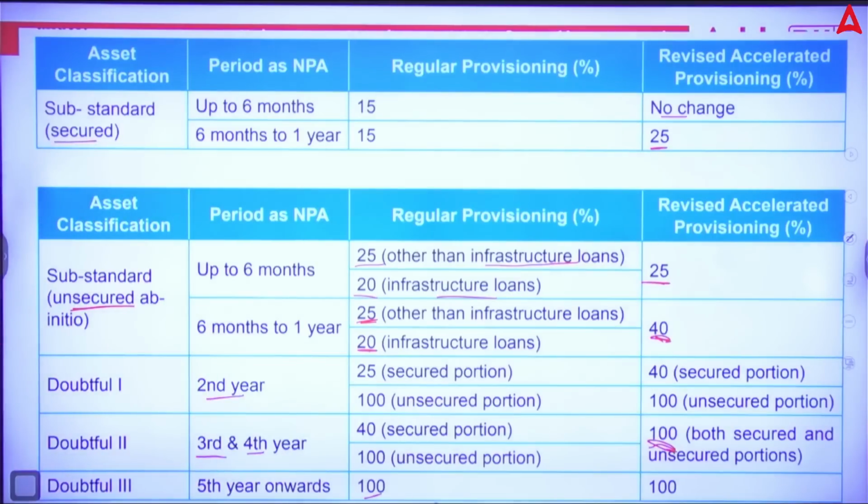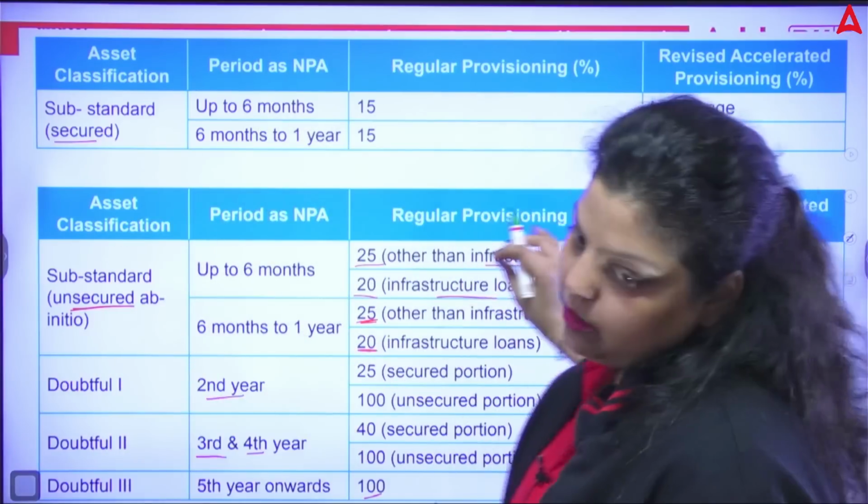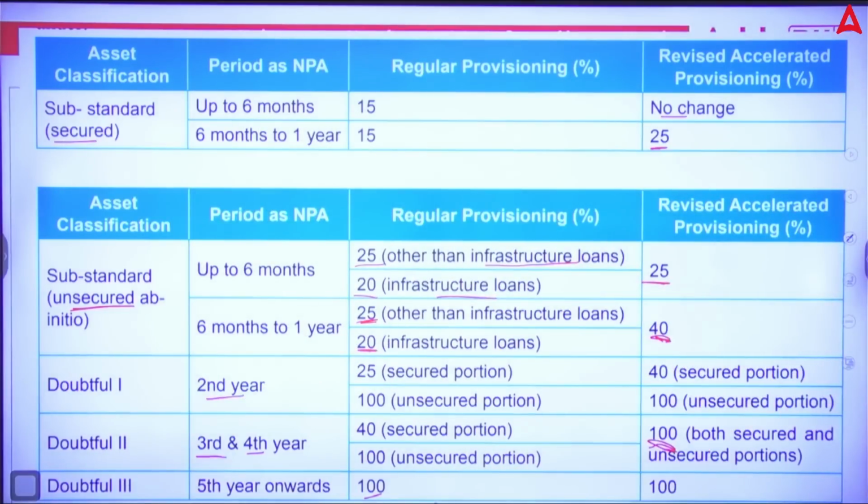This is the provisioning, again important. They can directly ask in what kind of loan category, secured or unsecured, in which year, second year, third year or first year, or up to 6 months, what the revised provisioning given by RBI is. So do remember, this table is also very important. Clear?